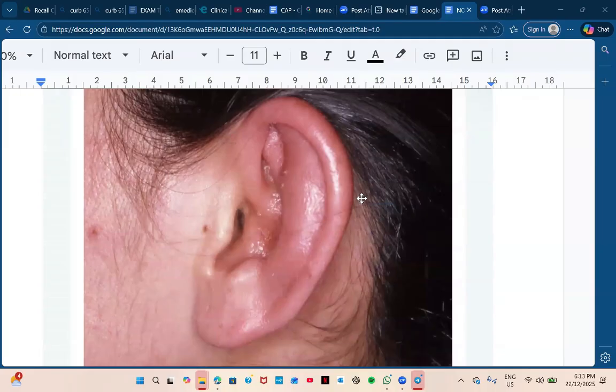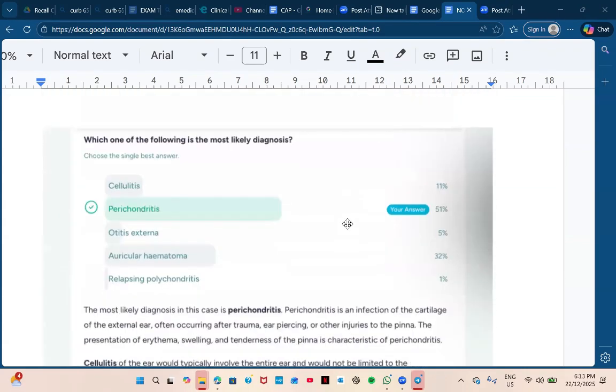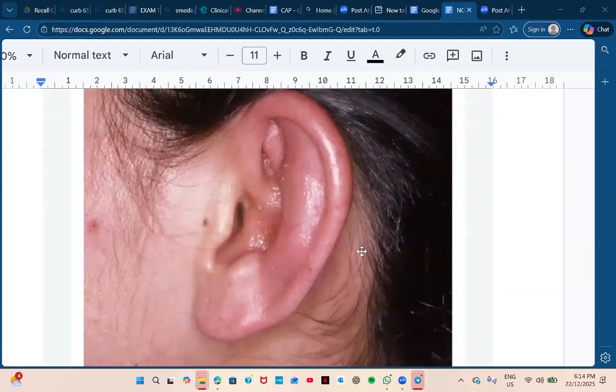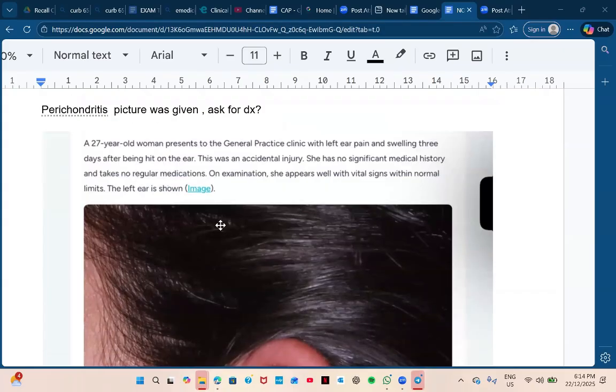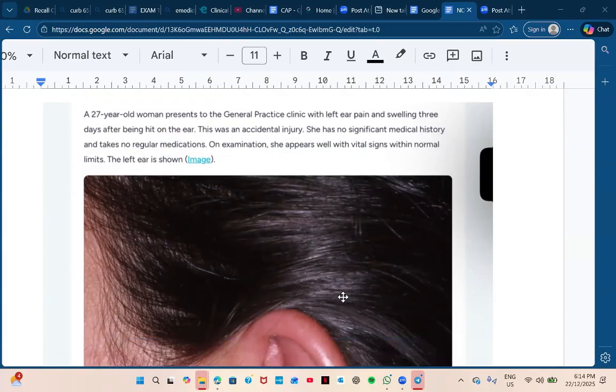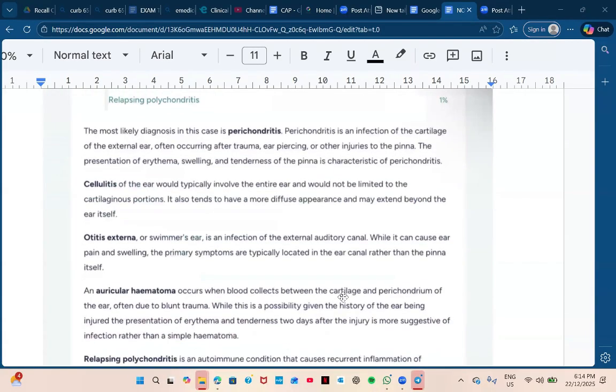Okay, so you all can see the erythema and the swelling, right, in this area. In the question, which one of the following is most likely diagnosis: cellulitis, perichondritis, otitis externa, auricular hematoma, relapsing polychondritis? So, this question, we all can see it's a perichondritis, because of a small injury to the ear, right? So, swelling and ear pain and the redness. Okay, let's discuss how these things appear. The most likely diagnosis in this case is perichondritis.